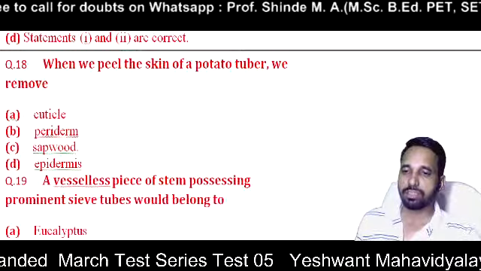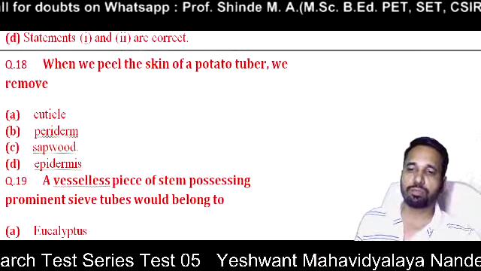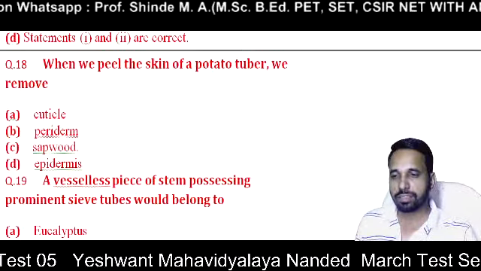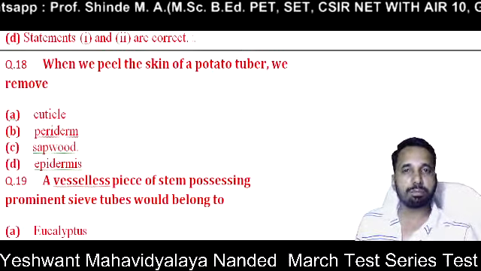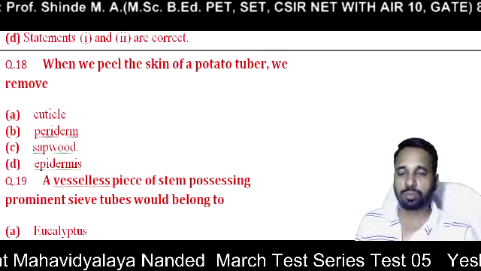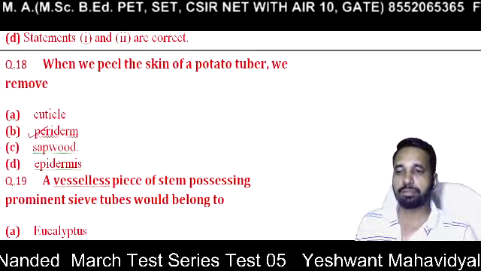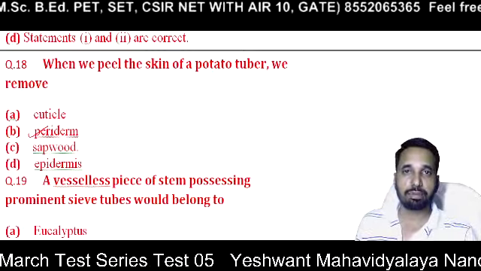Okay, next, when we peel the skin of potato tuber, we remove what? Peeling potato is a regular exercise done in the kitchen. So peeling this potato, what exactly do we remove? That brown colored part. Remember, from here onwards, if you don't know, it is a periderm. It is a periderm, that is three combined tissues.